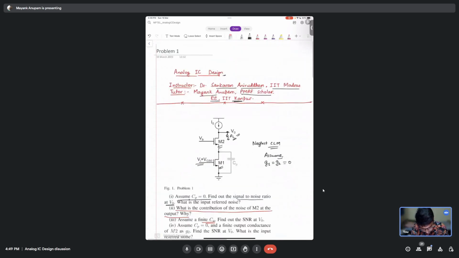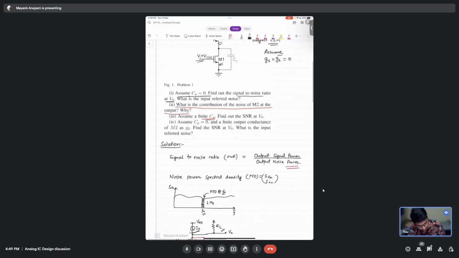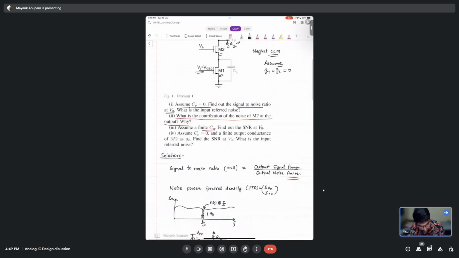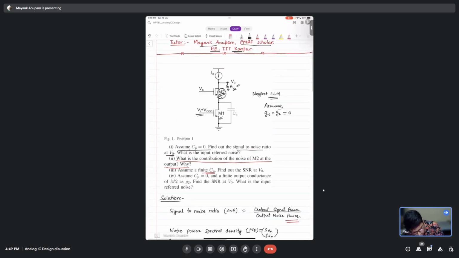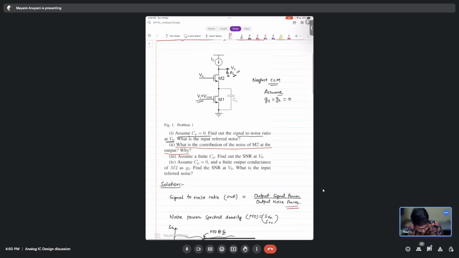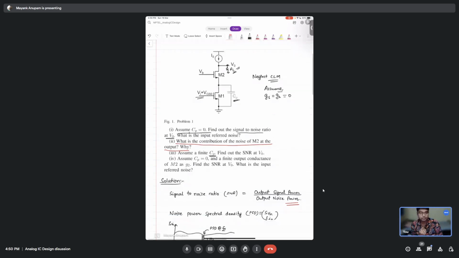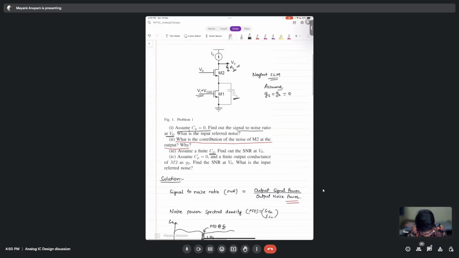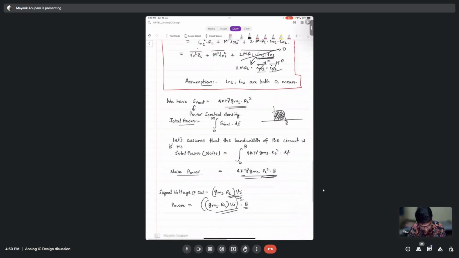Now moving on to the second question. The main point of this question was not those technicalities, but that M2 cannot contribute to noise unless there is some path here. That is where the third question comes in. Assume a finite CP. Now the CP here is not 0, it is some finite CP. Find out the SNR at V0. What will happen to this CP? Some path will be provided. How do we find out?